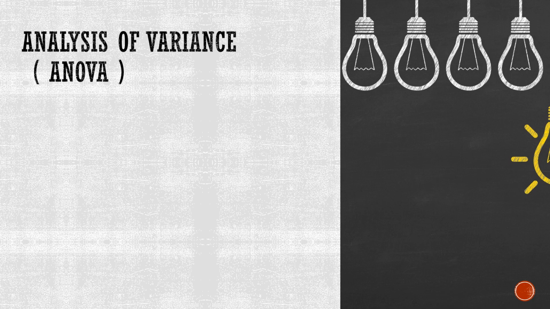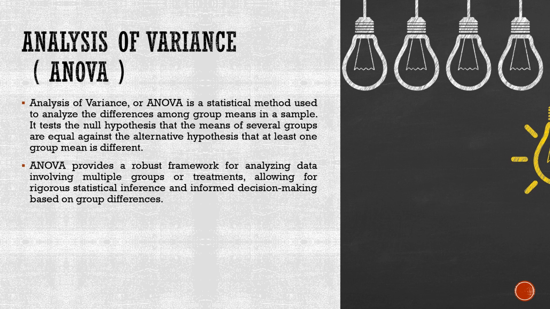Now we are going to talk about the analysis of variance, ANOVA. Analysis of variance, or ANOVA, is a statistical method used to analyze the difference among group means in a sample. It tests the null hypothesis that the means of several groups are equal against the alternative hypothesis that at least one group mean is different.